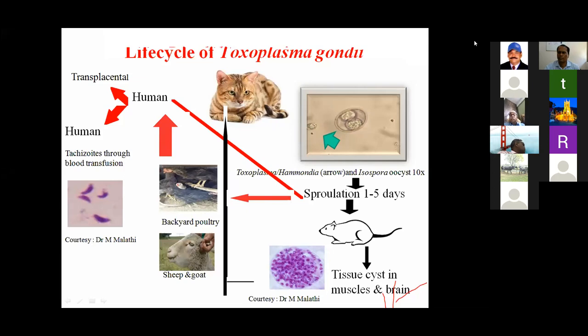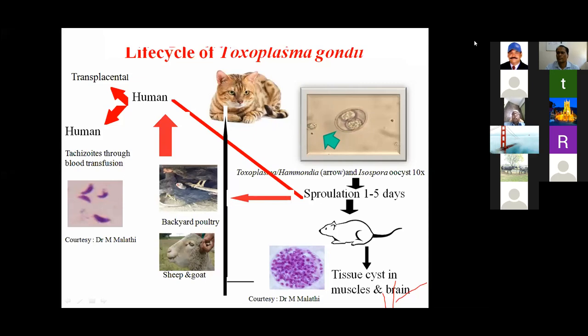Human to human infection also exists. If one human is infected, his tachyzoites are present in blood. If blood transfusion takes place, this tachyzoite stage can also infect, or if organ transplantation is there, then also we can get this infection. This particular diagram I have taken from Dr. M. Malathi. But the important point is, in human, male is a dead end. A male gets symptoms of toxoplasmosis only when his immunity goes down, when he suffers with AIDS, tuberculosis or some infection.